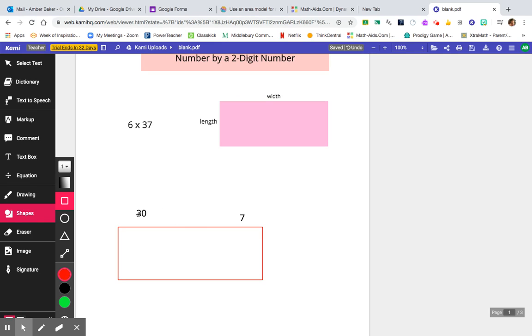Now, since for my length I had split it apart into two digits, I need to draw a line down the middle to split it into two rectangles. So I have my length up here, and then I need to put my width, which would be my single digit number, my 6.